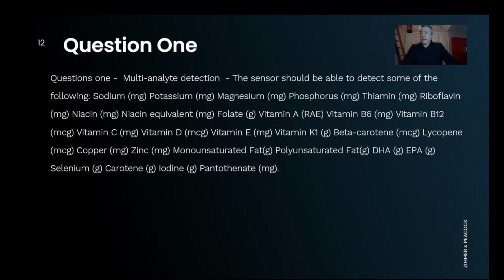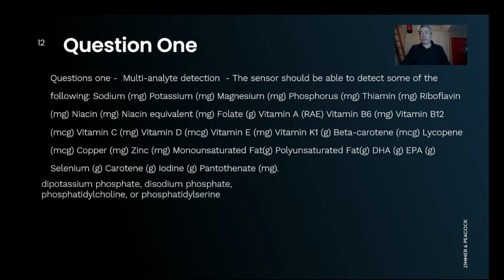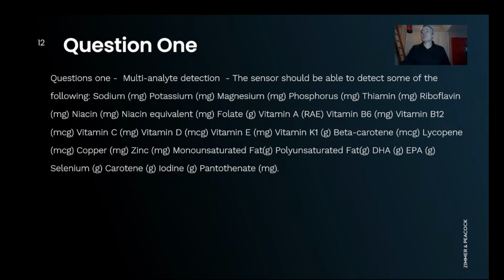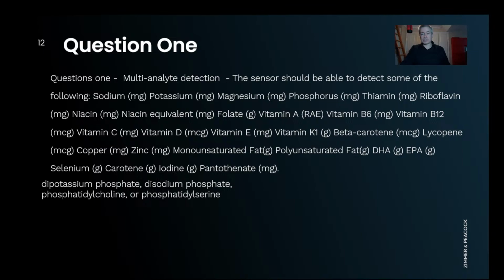So question number one, they have lots of analytes, and some of them I had to go away and check, because phosphorus is an element, but I was thinking it's not the phosphorus element they're interested in, it's probably some sort of molecule of it. So I did look up phosphorus, and they mean dipotassium phosphate or disodium phosphate, and then phosphatidylcholine and phosphatidylserine. I'm a chemist, I should be better at pronouncing these, but I must admit the last two were new to me.